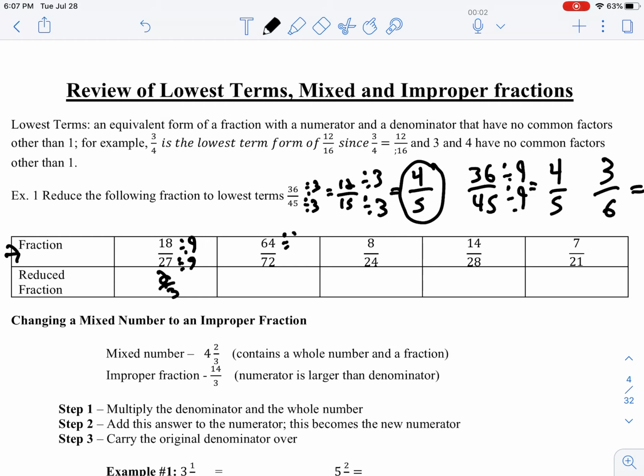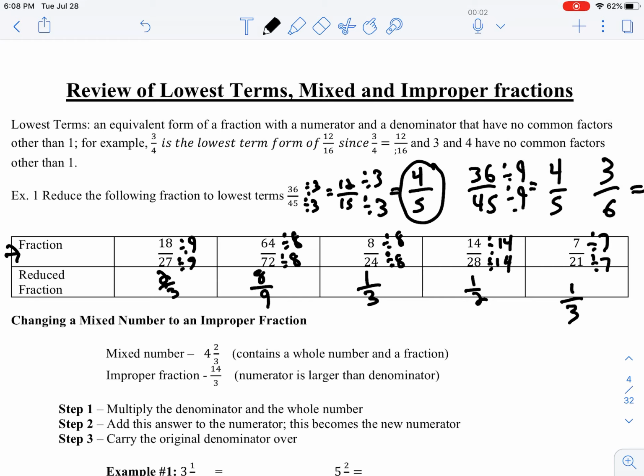I'm going to divide this by 8. And I'm going to divide this by 8. And I get 8 out of 9. I'm going to divide by 8. Divide by 8. Now remember, whatever you divide the top by, you must divide the bottom by as well. So I'm going to get 1 out of 3. I'm going to divide by 14. Divide by 14. And I'm going to get 1/2. Divide by 7. Divide by 7. And I'm going to get 1/3.